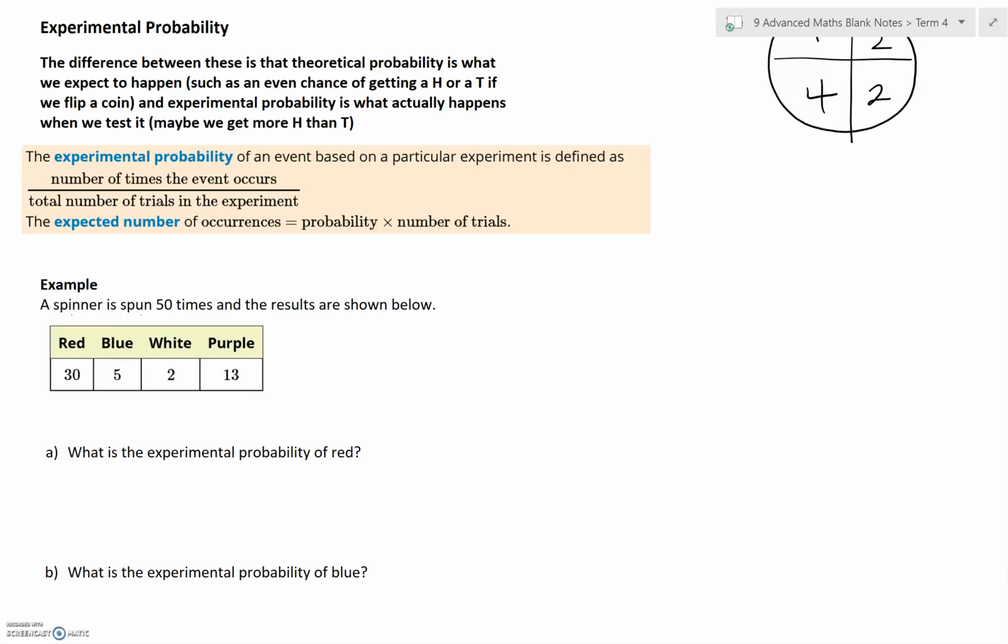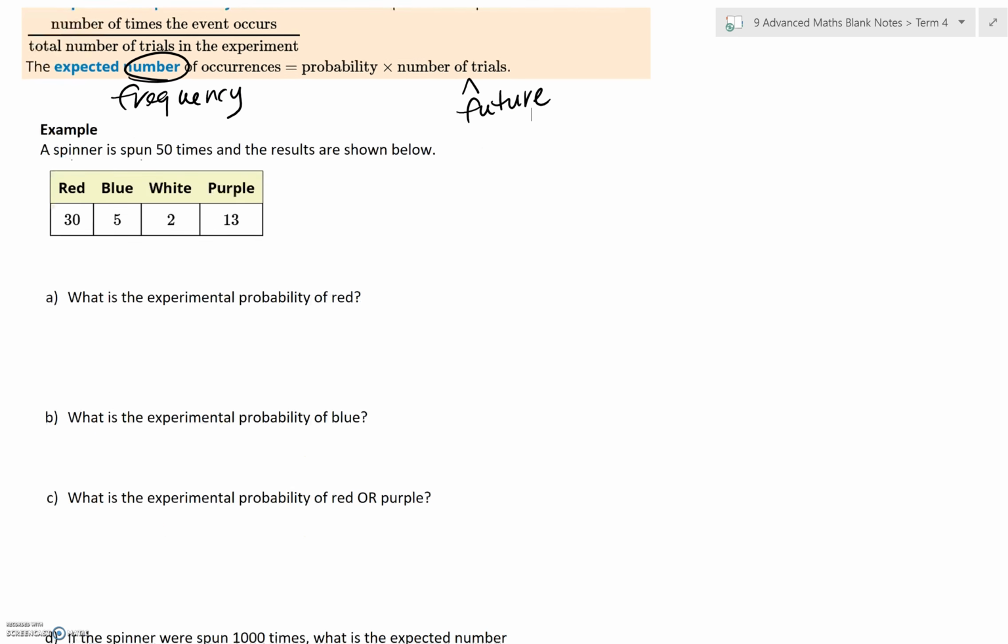Then we've also got this one, expected number of occurrences, or expected frequency is what we usually call it, equals the probability of that event happening by the number of future trials. So we can use that probability that we found to work out what we expect to happen in the future. So let's look at an example of those. So that's where it's really useful.